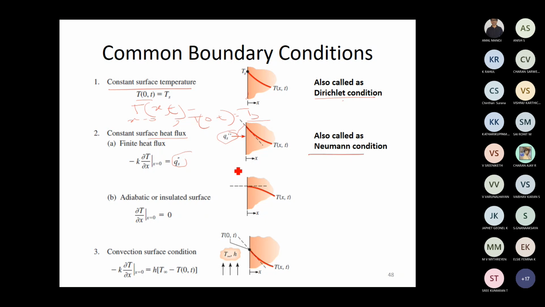Now, a special case of the Neumann condition is that of an insulated or adiabatic surface. We know that adiabatic means there is no heat transfer. In the field of heat transfer, adiabatic condition is also called insulation, because insulation stops or blocks any heat transfer. So in that case, the heat flux will be equal to 0. That means this term dou T by dou X at X is equal to 0 is equal to 0. So at this point, the heat flux is 0. Now you see here dou T by dou X is equal to 0. Let us say it is simply dT by dx, by removing the partial derivative.